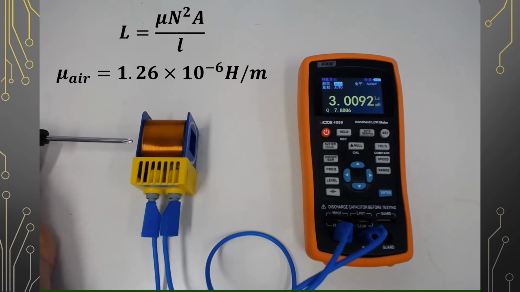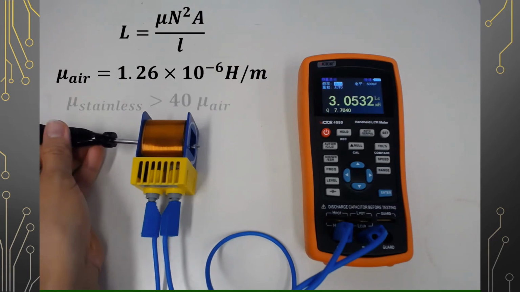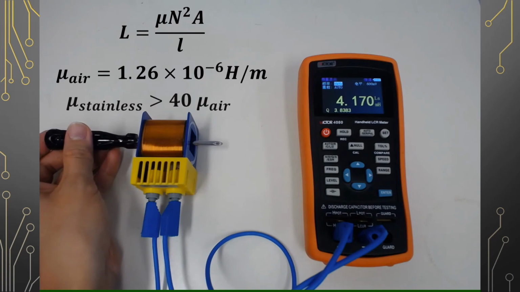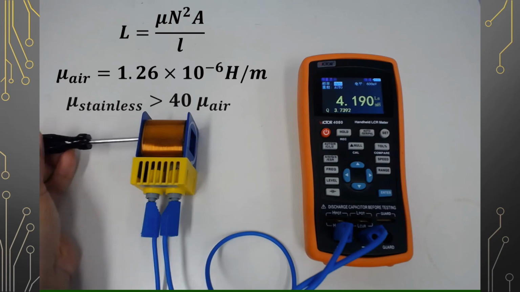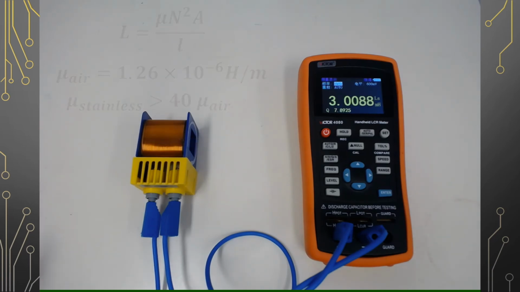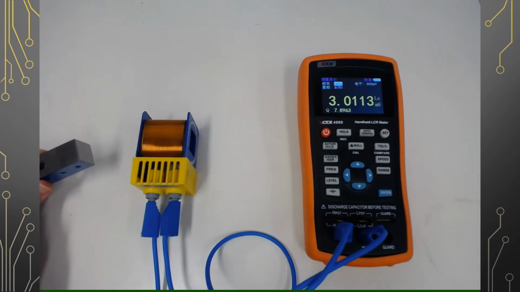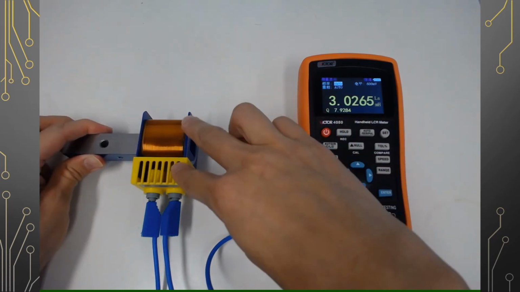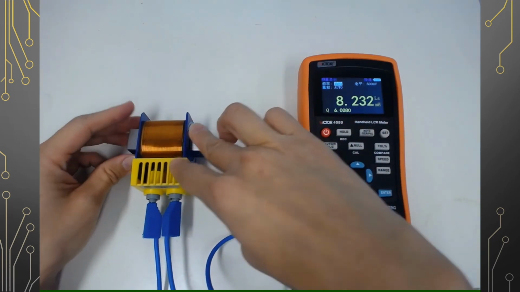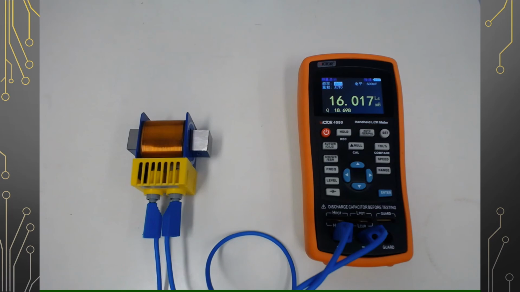When we put a screwdriver into it, inductance increases because the screwdriver is made of an iron-based material which can be easily magnetized, so mu is larger. As a result, the reactance of the coil is increased, and that is why the applied current is reduced. If we use a thicker iron bar, the effect on the inductance is more significant. Here, the inductance is increased to about 16 millihenry.